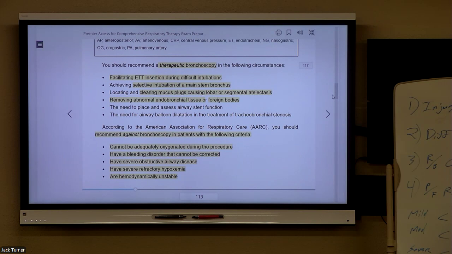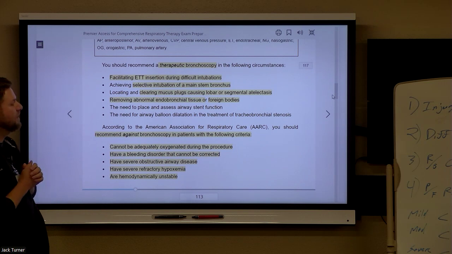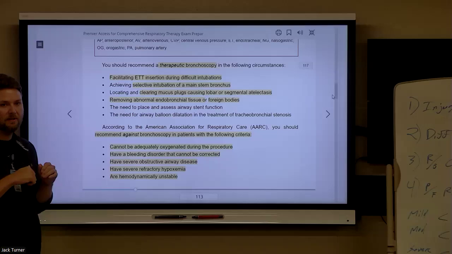So here's where you would order for a diagnostic bronch. Or, excuse me, therapeutic bronch, for treating an issue. So if we're having a problem getting an ET tube in, we can intubate with the bronch. Have you guys seen them intubate with the bronch before?